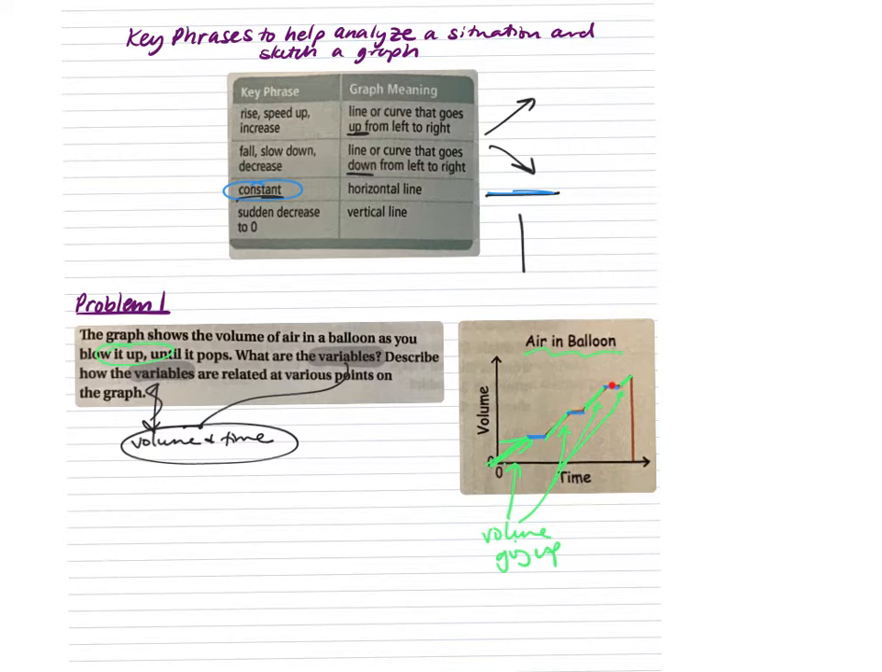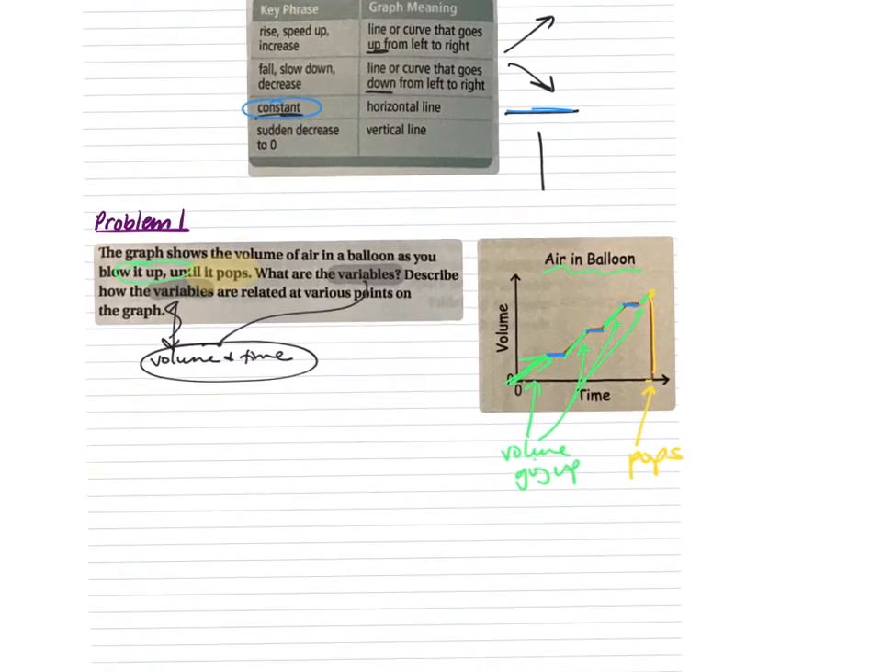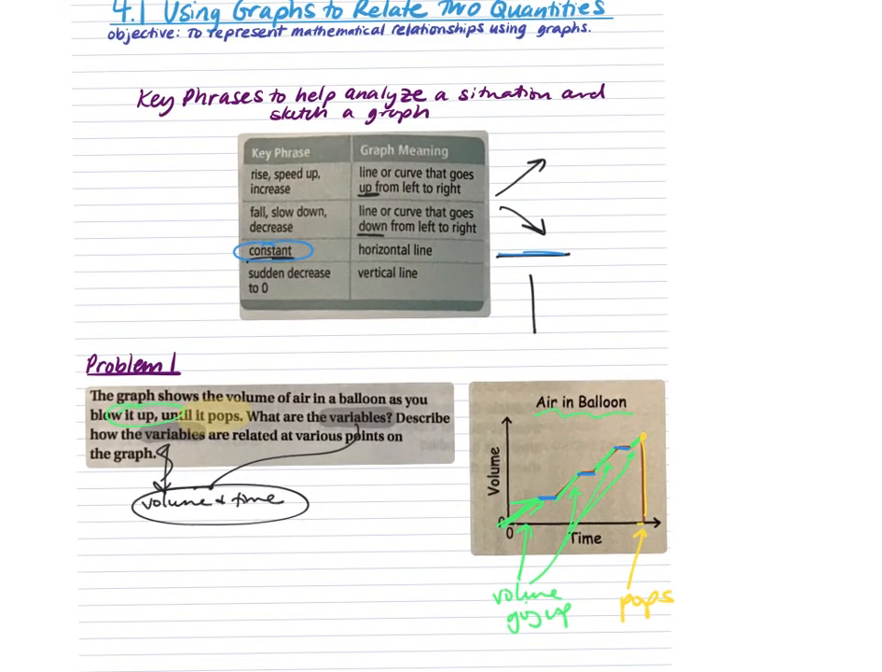They're blowing it up, they take a breath. Blowing it up, and then what happens here, this is a vertical line, a sudden decrease to 0. What happens to a balloon? It pops, right? So here's where it pops. And that's an instantaneous pop. So the volume was here and now it goes to 0 so fast, that's a vertical line. So really what you're looking at here are going up, going down, staying flat, or instantly going down.